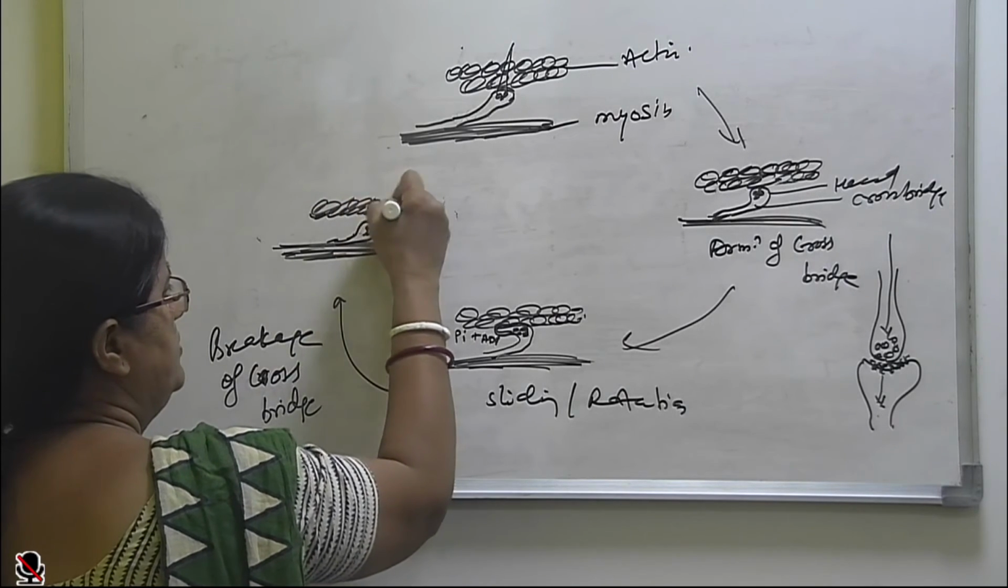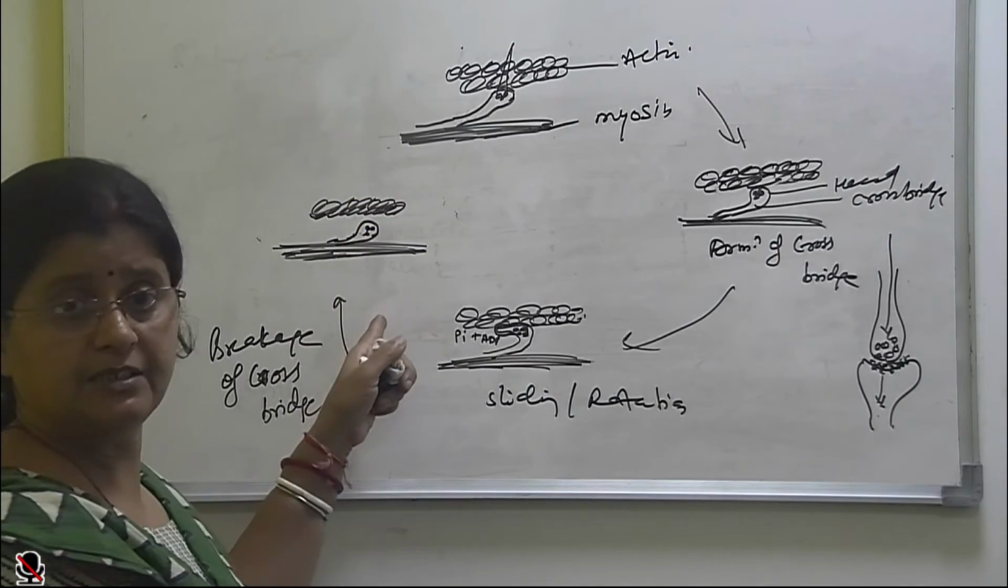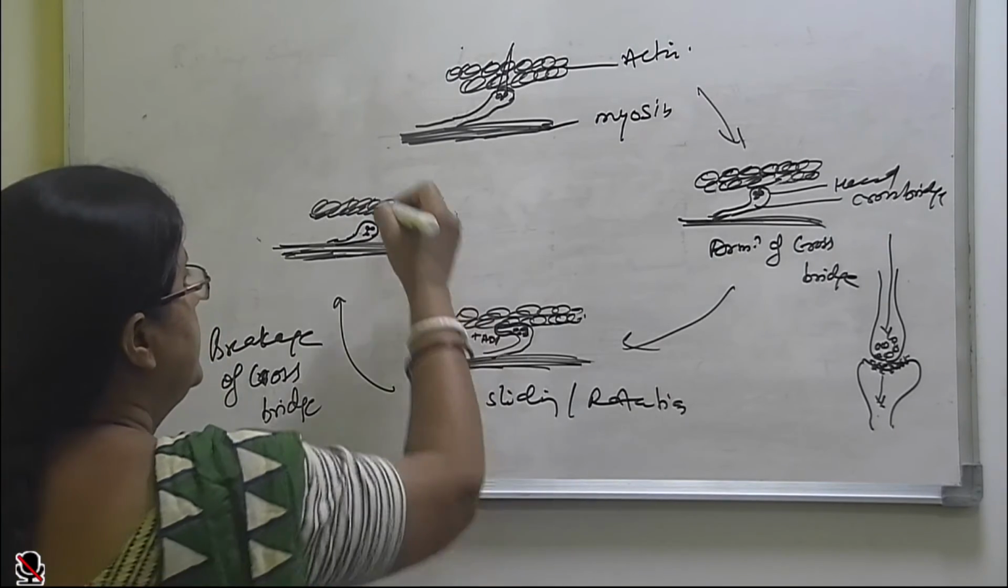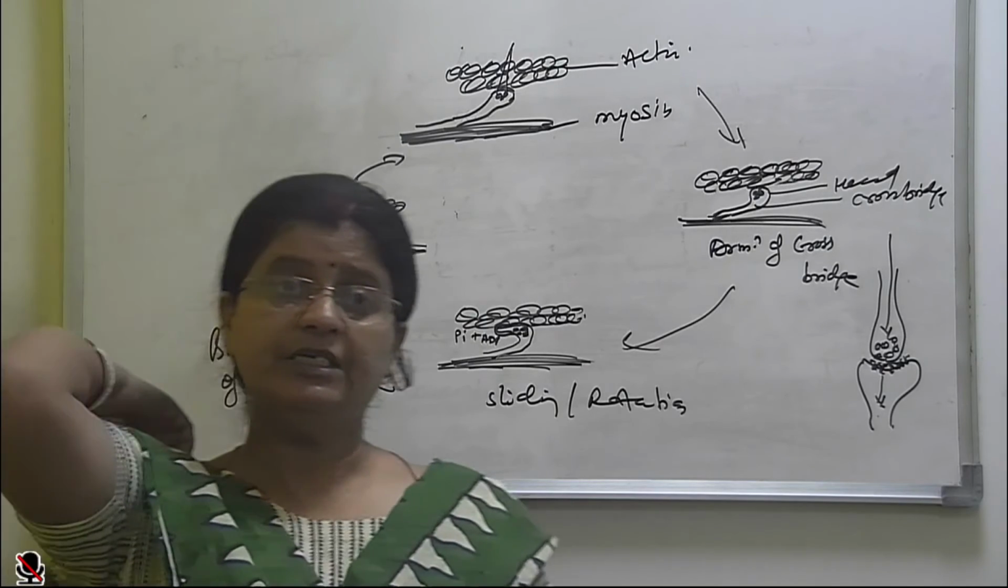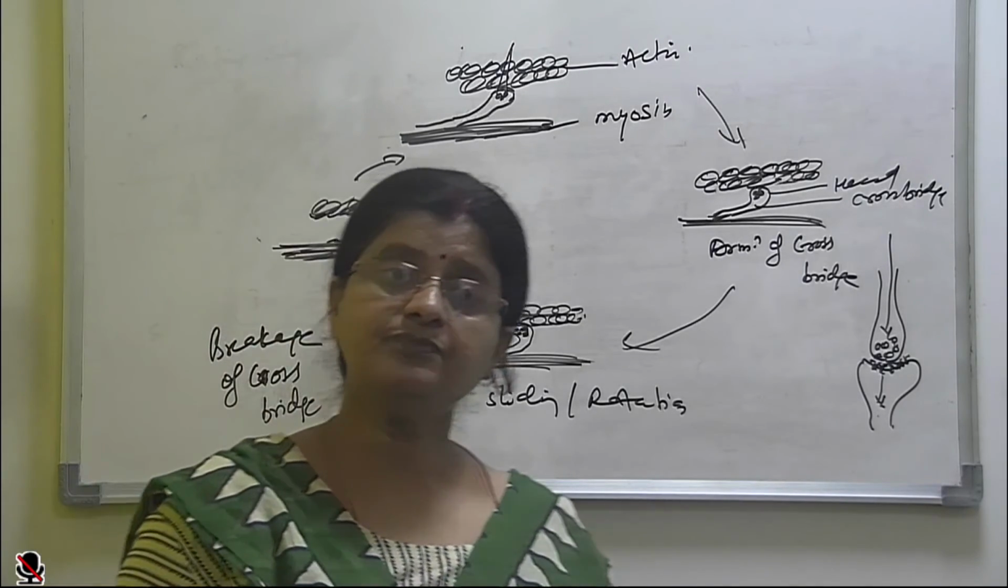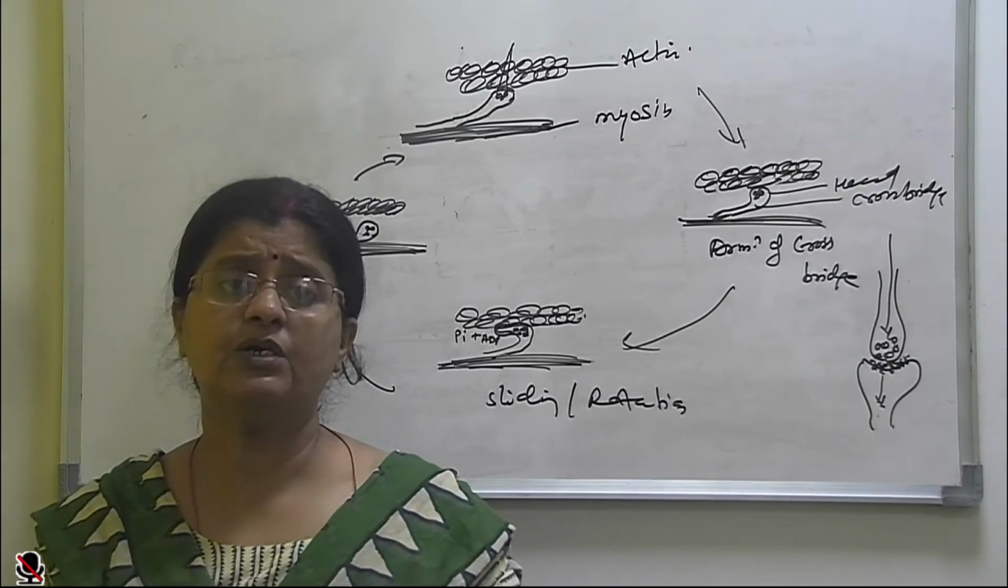This is the active filament, right? There is breakage, and then simultaneously it relaxes and comes back to the previous stage, that is the initial stage. So in this way, movement occurs.